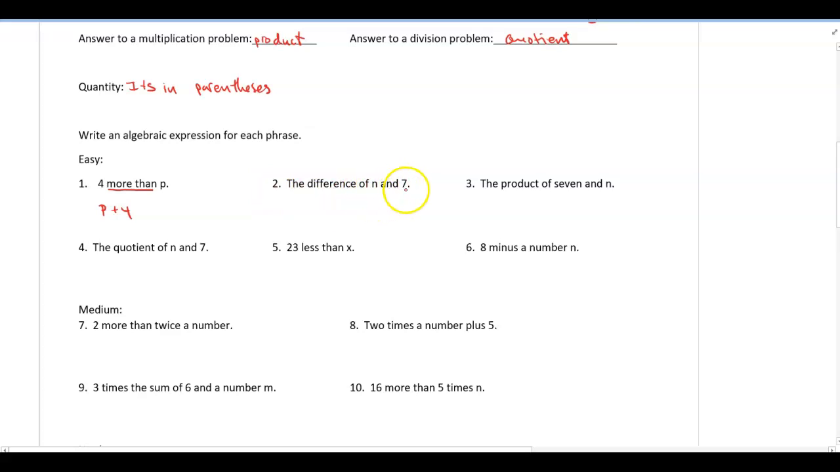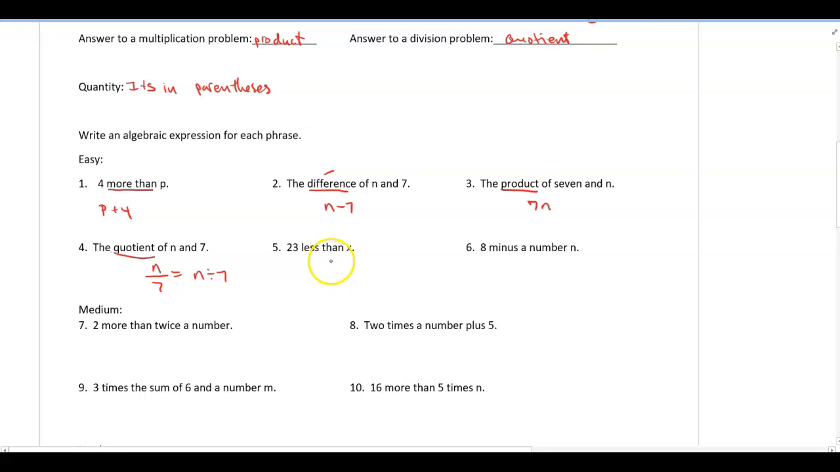The difference of n and 7. Difference means subtraction, right? So we know it's n minus 7. And they basically give us the order we subtract. Product of 7 and n. Product means multiplication. So 7 times n, which would be 7n. The quotient of n and 7 means quotient is the answer to a division problem. So we're just going to take n and divide it by 7. I prefer it be in fraction form, but some of you may write it like this. That is okay.